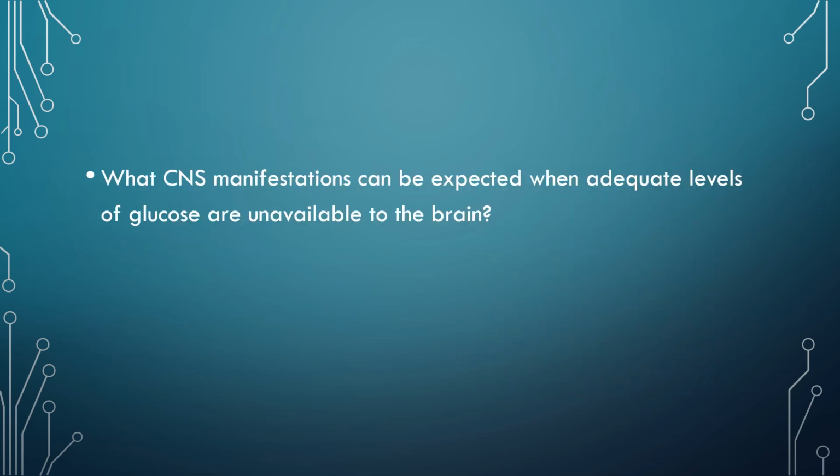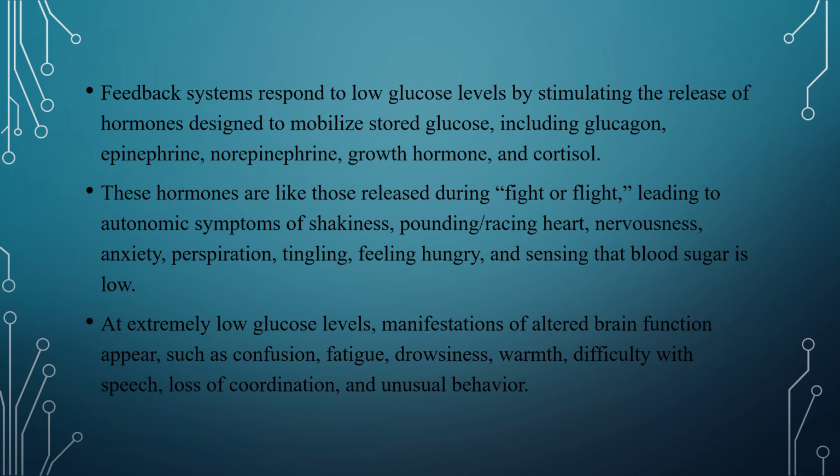Okay, so here's another book question. What CNS manifestations can be expected when adequate levels of glucose are not available to the brain? Answer: your feedback systems or feedback loops respond to low glucose levels by stimulating the release of hormones that will mobilize the glucose stores that you have. Those hormones are similar to your fight or flight, which is why you have autonomic symptoms. And then if it persists and at extremely low glucose levels, you'll have altered brain function.